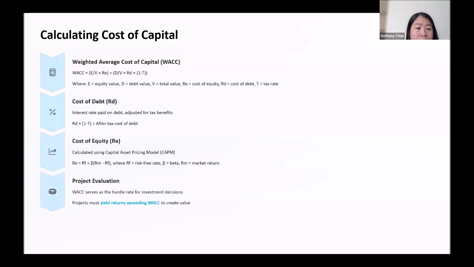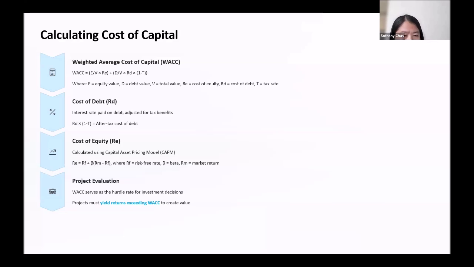It is based on risk, the so-called risk-free rate. For example, the US Treasury risk-free rate for now is 4.25, and we also need to know the market return. Market return is the rate of return that investors are looking for, and we calculate it into the cost of equity.